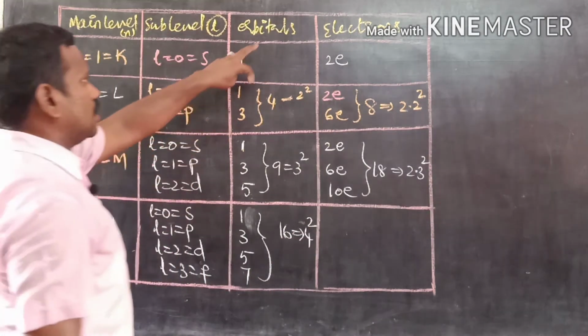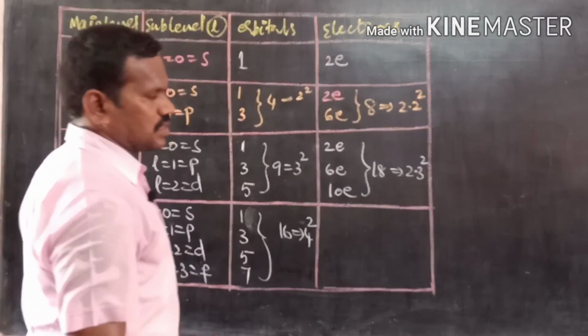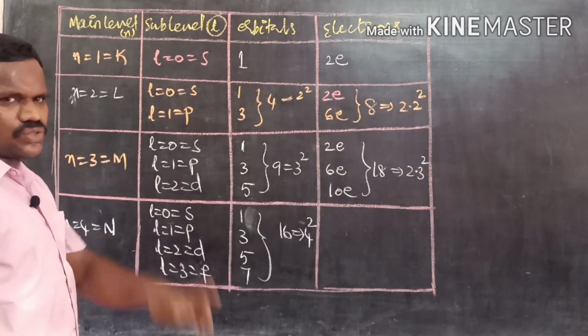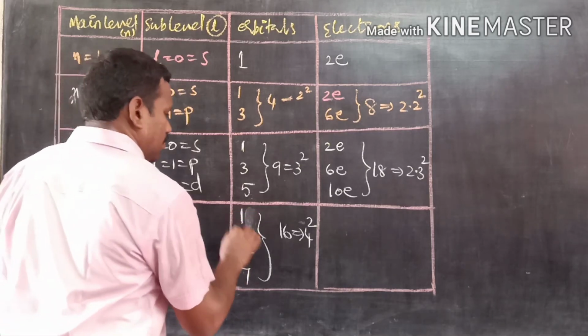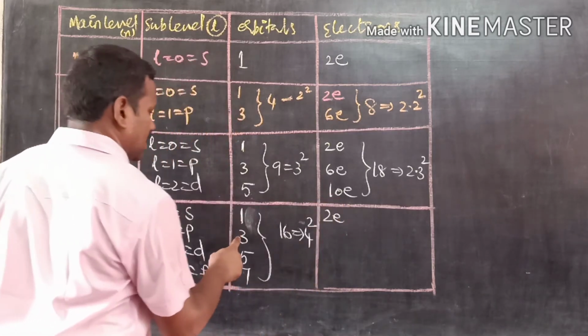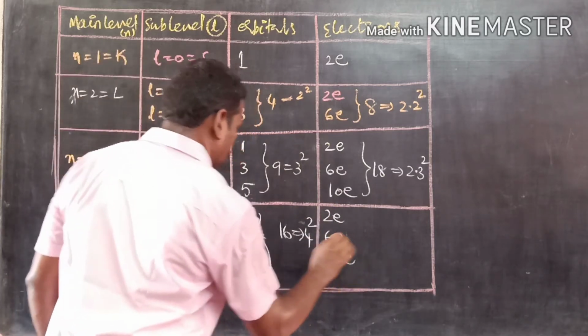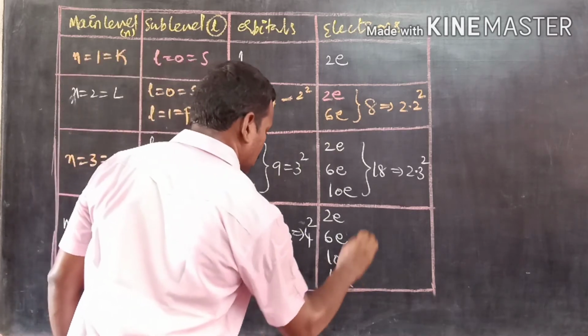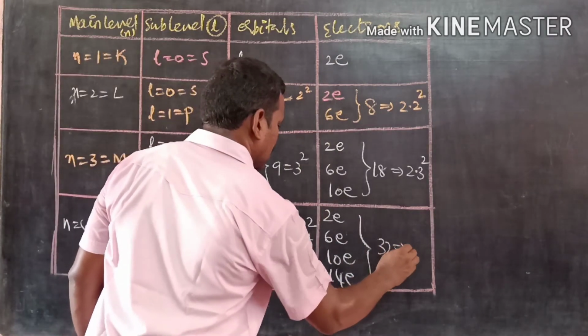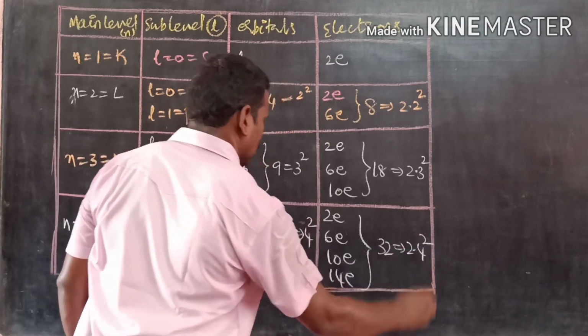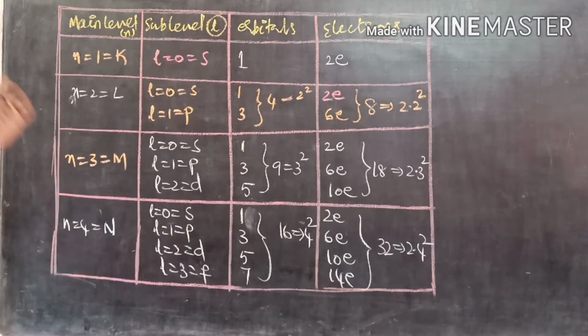Now we already said that orbitals are accommodated with electrons. Each orbital accommodates 2 electrons. Now 1 orbital, 2 electrons; 3 orbitals, 6 electrons; 5 orbitals, 10 electrons; 7 orbitals, 14 electrons. The total is 32. It can be written as 2 into 4 square. These are all the models we already gave earlier. That means main levels are divided into sublevels, sublevels are divided into orbitals, and orbitals can accommodate electrons.